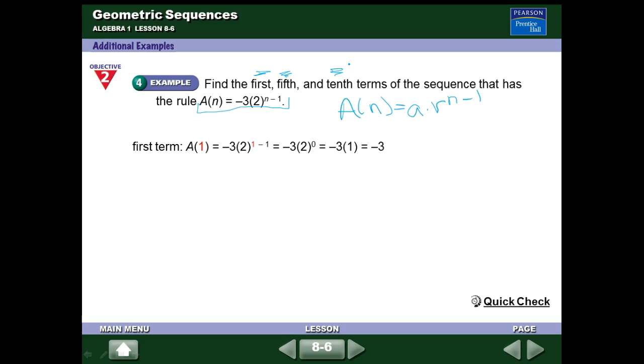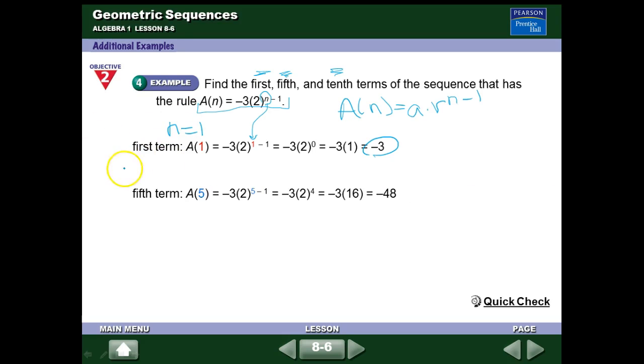So we're plugging in the first term, we're plugging 1 in for n. So here we go. We plug in our 1 here. 1 minus 1 is 0. 2 to the 0 is 1. Negative 3 times 1 is negative 3. So I know the first term in this sequence is negative 3.